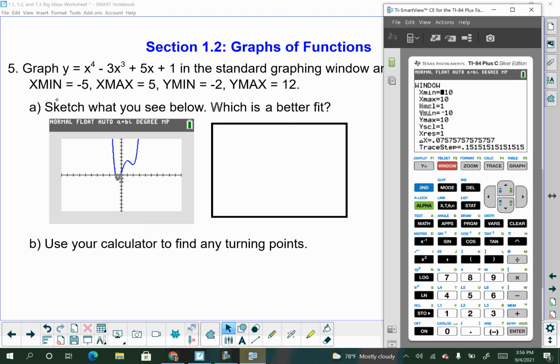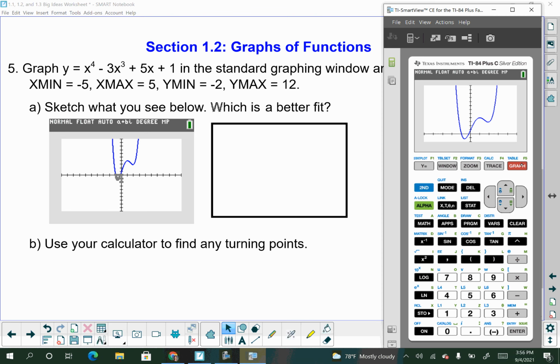So where it says x min, we're going to hit -5, arrow down. X max is 5. Y scale and X scale, we're just going to leave those alone. Y min, -2. Y max, 12. And those are the only things that we had to change. Hit graph.